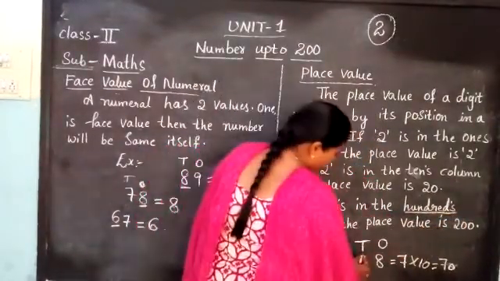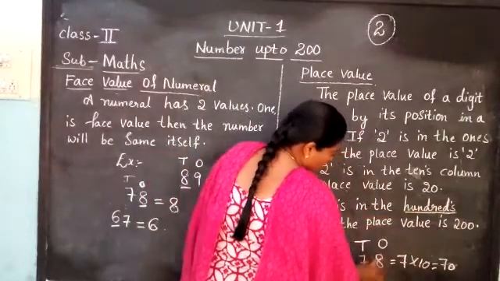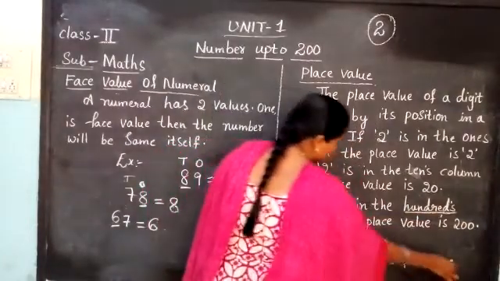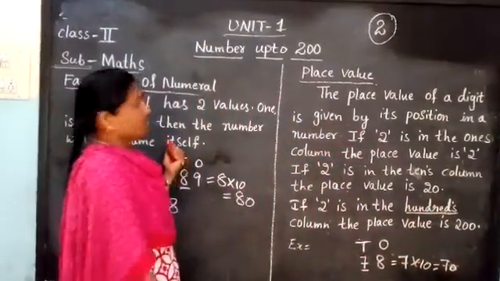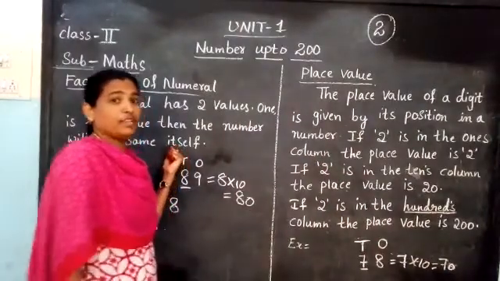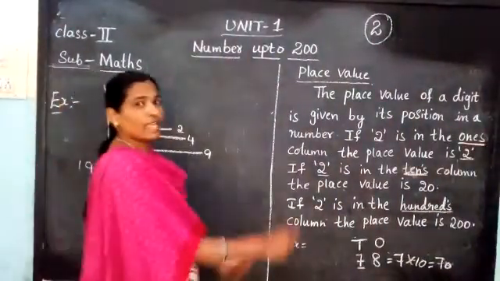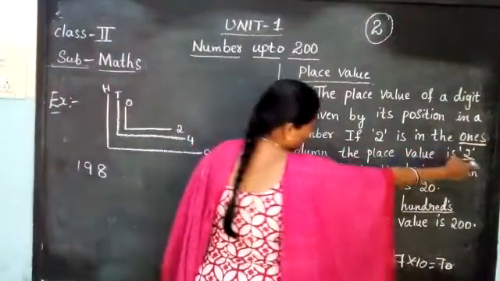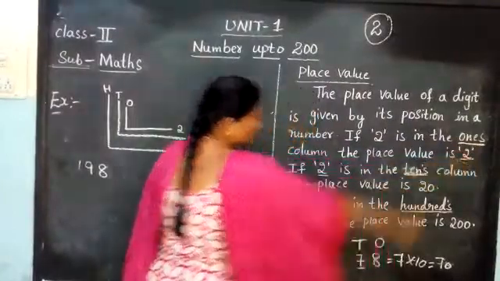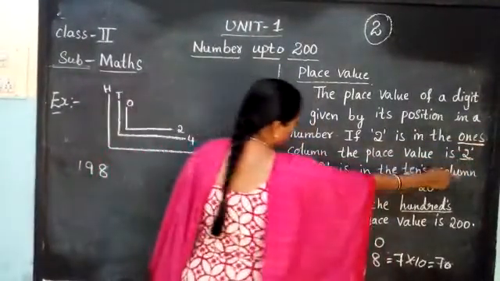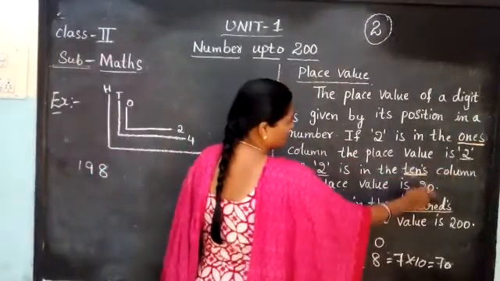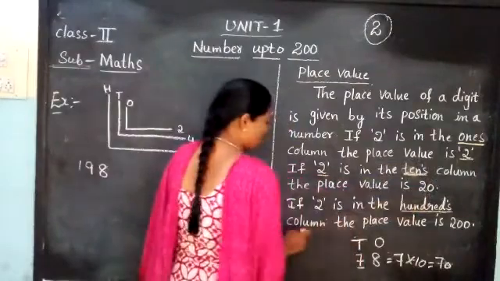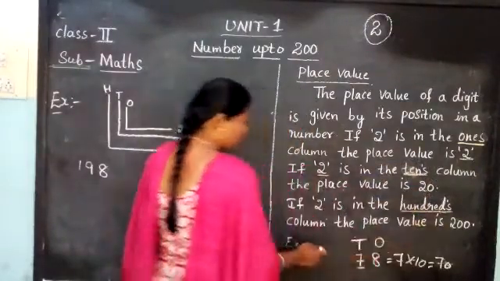Example: the number 78. In the underlined number 7, 7 is in which place? Tens. 7 into 10, 70. Again I will explain this. If 2 is in the ones column, the place value is 2, meaning 2 into 1, 2. If 2 is in the tens column, the place value will be 20, meaning 2 into 10, 20. If 2 is in the hundreds column, the place value is 200, meaning 2 into 100, 200.